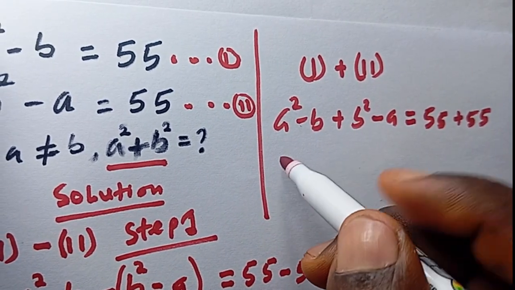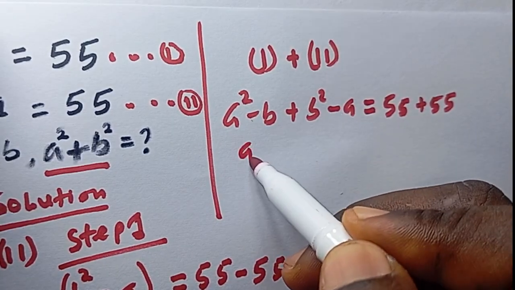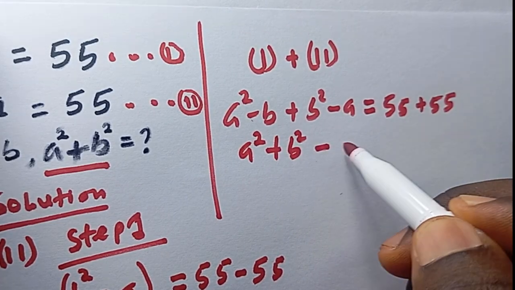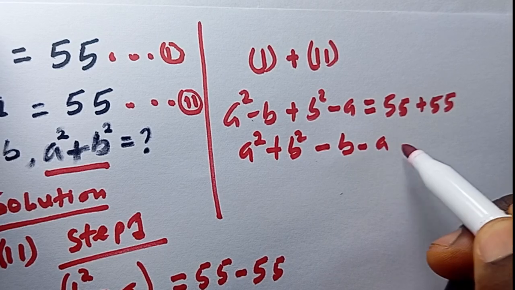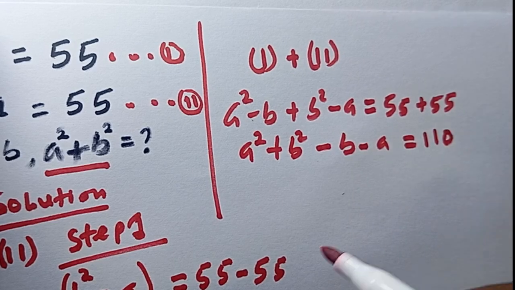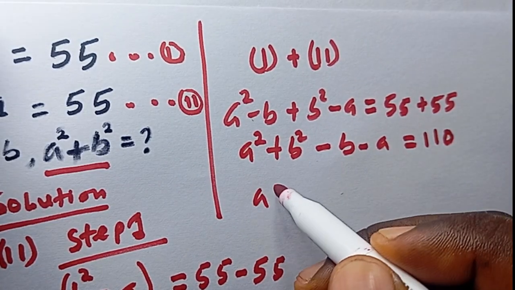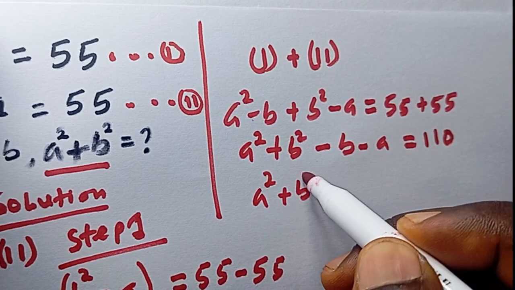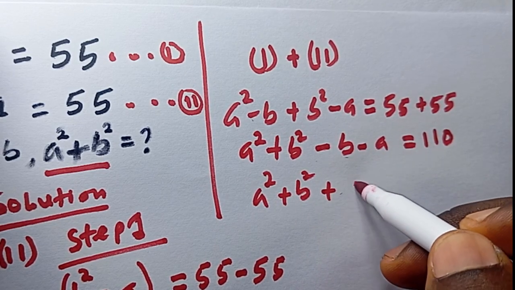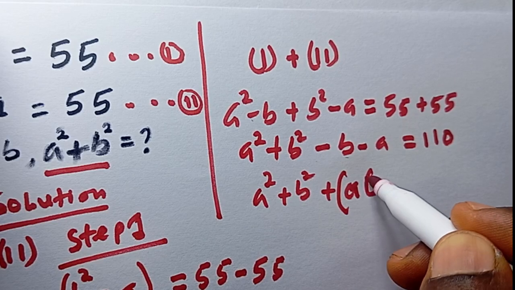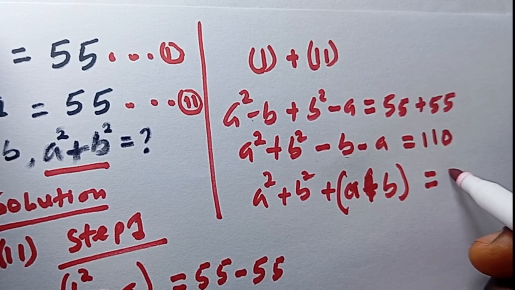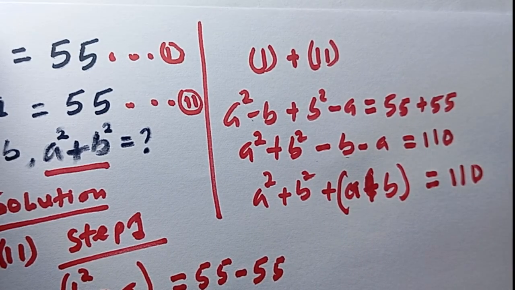So if we proceed from here, what I will have is a squared plus b squared, and then minus b minus a is equal to, if I add these two, 110. So I can also rewrite this minus b minus a as minus, in brackets, a plus b, and this will be equal to 110.